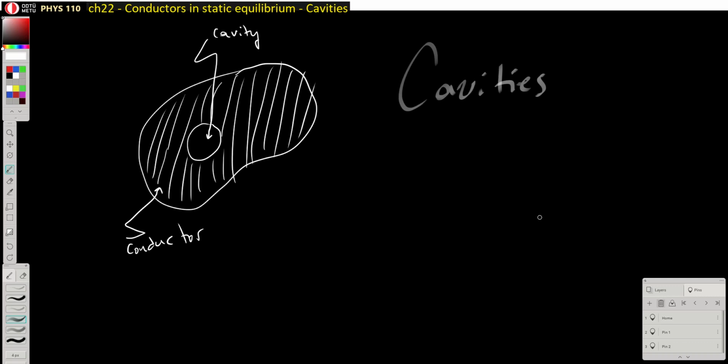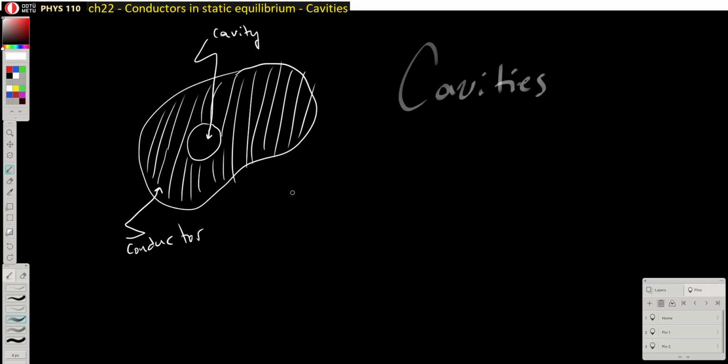We continue our discussion of the electric field for the case of conductors. Now we are going to talk about cavities. A cavity is some kind of an insulating, non-conducting region placed inside a conductor. So it's completely surrounded by a conductor, right? Everything around the cavity is actually a conductor.